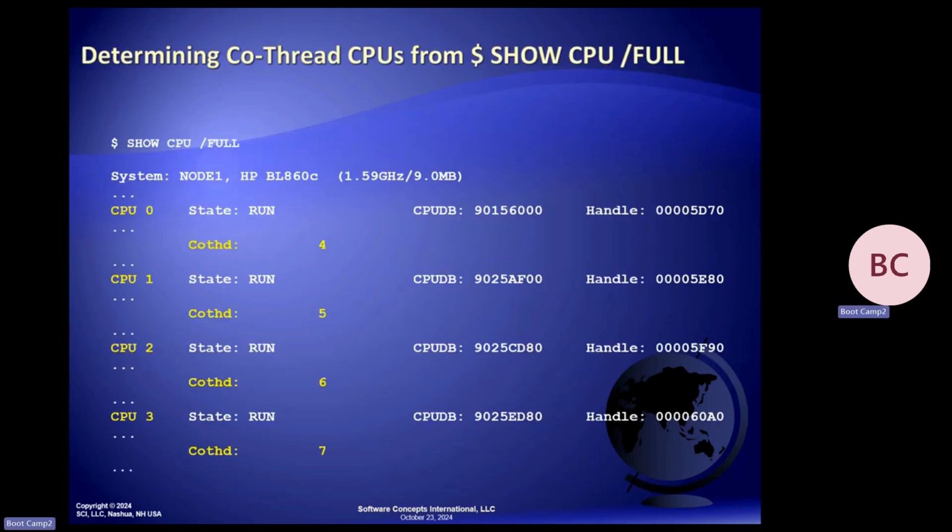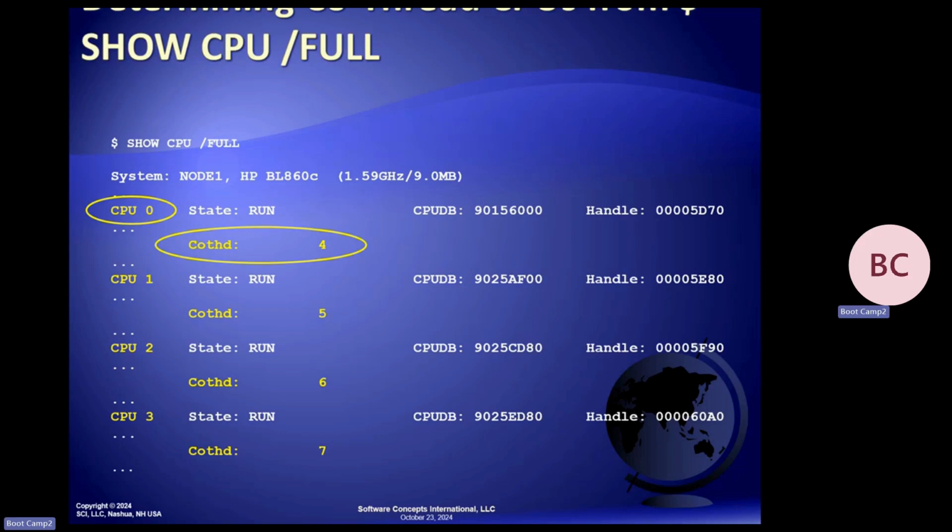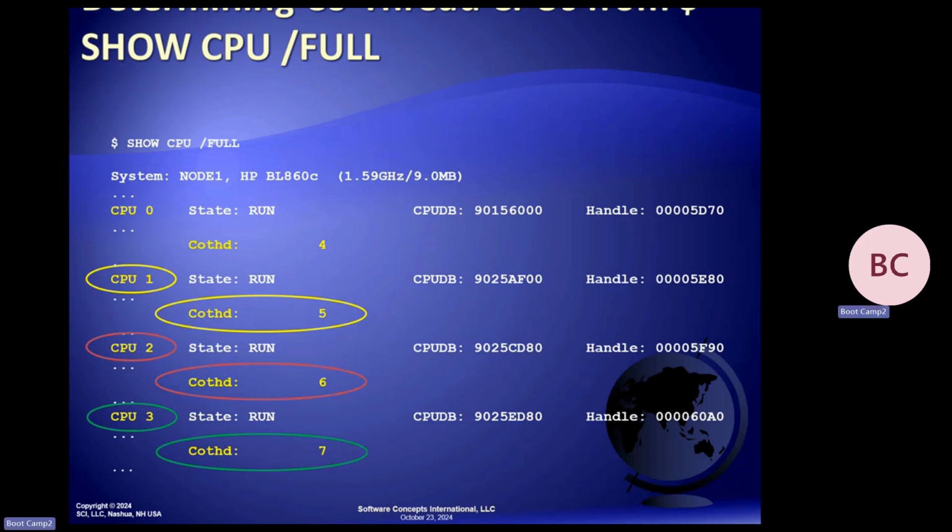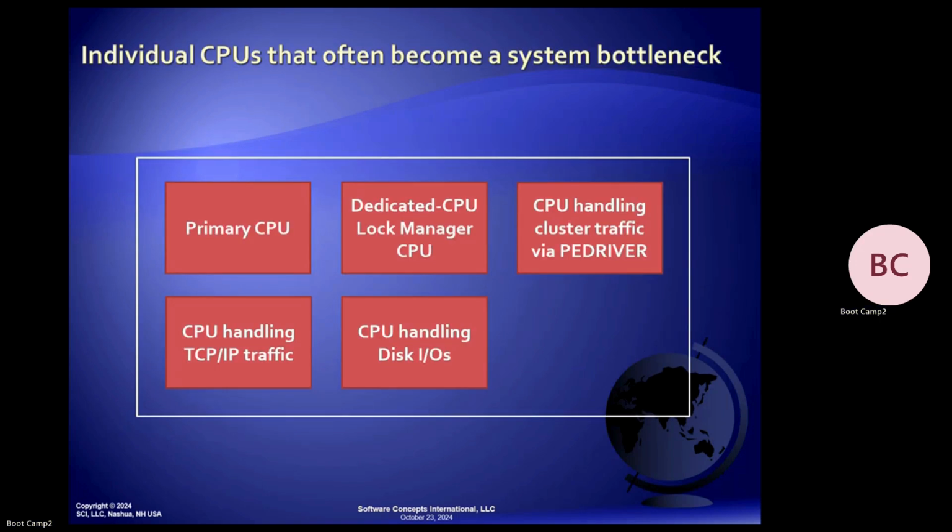You can tell that from show CPU/full because it'll say what the CPU is, and then the co-thread is the CPU that is sharing the same core. It's basically going to be half the number of CPUs in each case added to the CPU number. All right, so that's how you can tell.